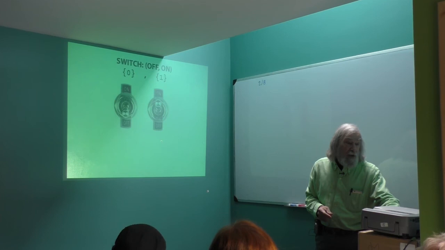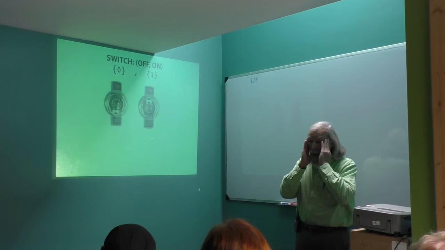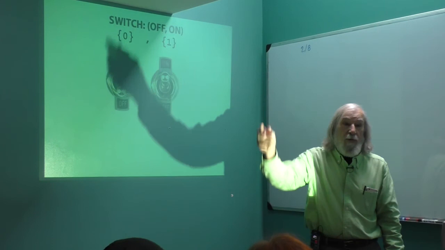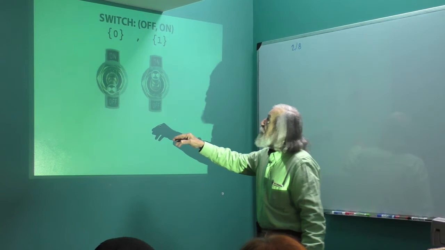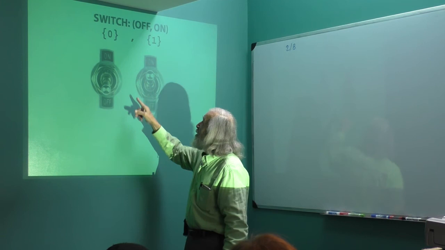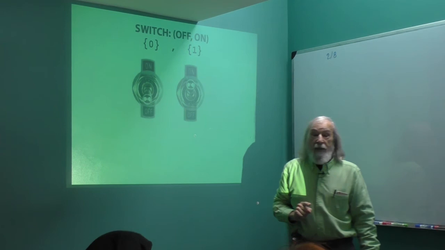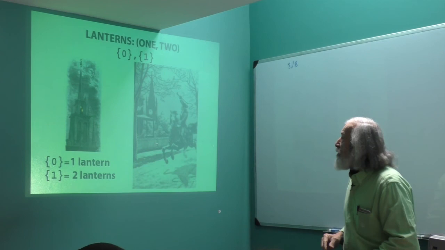If you want to think of a bit, the most interesting thing is to think of the light switch on the wall, or the simplest thing. It's on or it's off. So here's this bit. It's a switch. Here it's off. It's in the zero state. Here it's on. It's in the one state. That's a bit.